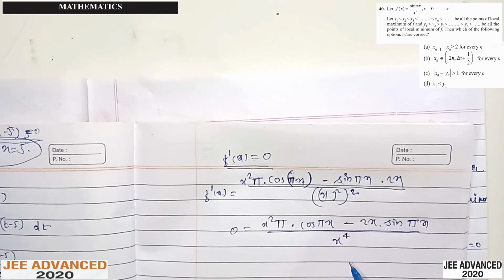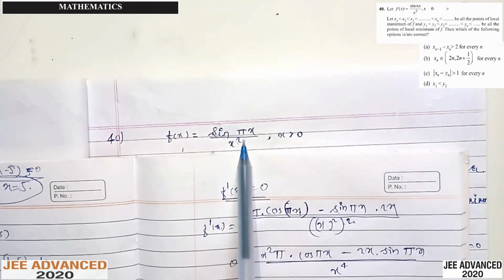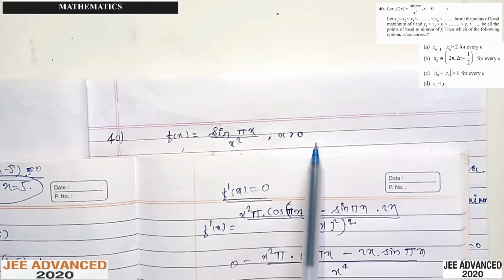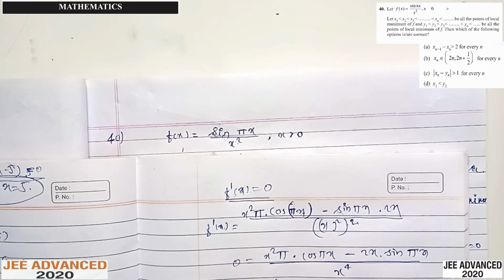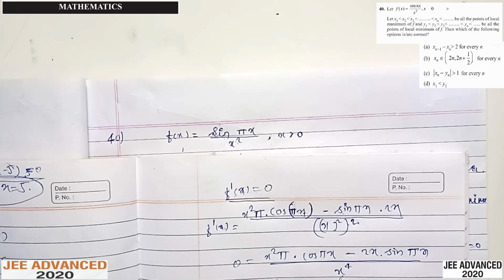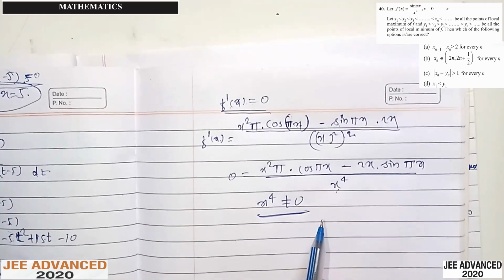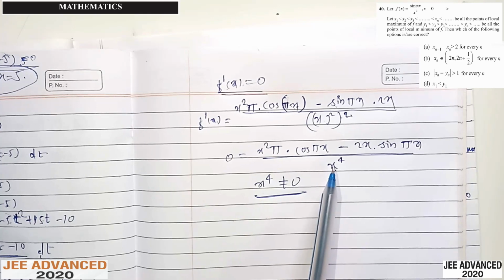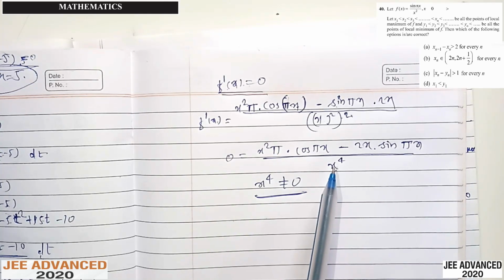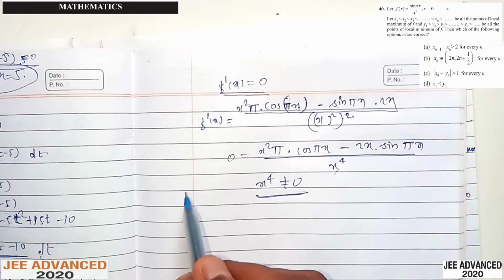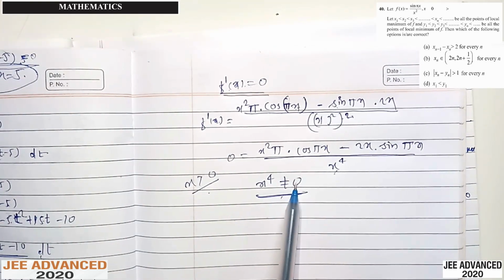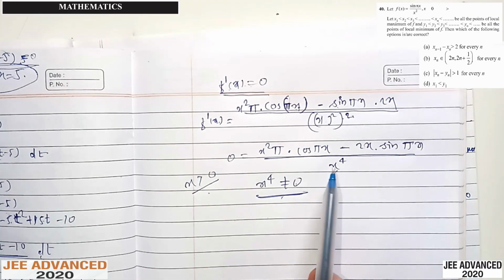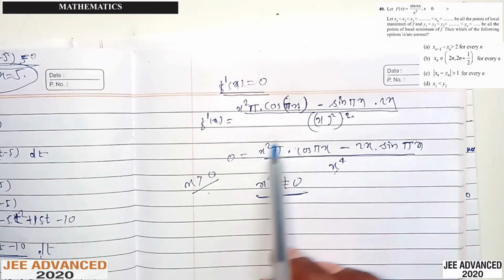So here we can see in our question, sin pi x by x square is defined only when x is bigger than 0. So this x raised to 4 is never 0. Why is it never 0? Even if it goes to 0, then our function cannot be defined. And one more condition is given in the question, x is bigger than 0. So if x is bigger than 0, x raised to 4 is non-zero. If this is non-zero, then the numerator term equates to 0.